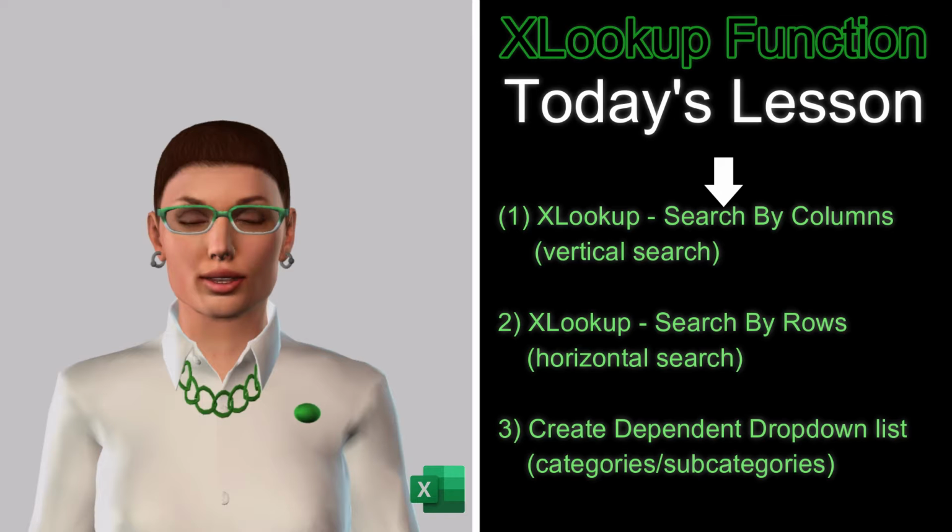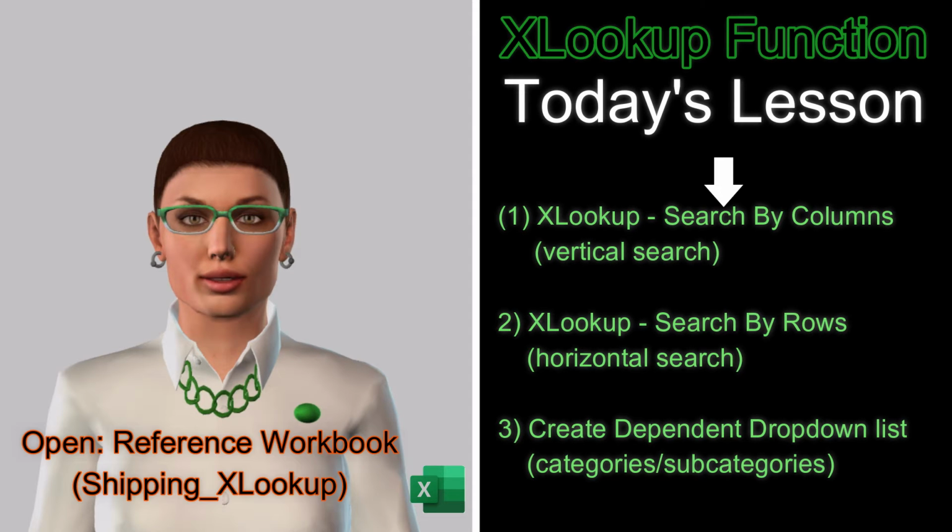Today, I will use the XLOOKUP function to perform a column search similar to the VLOOKUP. I will also do a horizontal search similar to the HLOOKUP. To further expand on the capabilities, we'll wrap the lesson up by creating a dependent drop-down list. Please open the reference workbook and go to the Shipping XLOOKUP tab to follow along in this lesson.